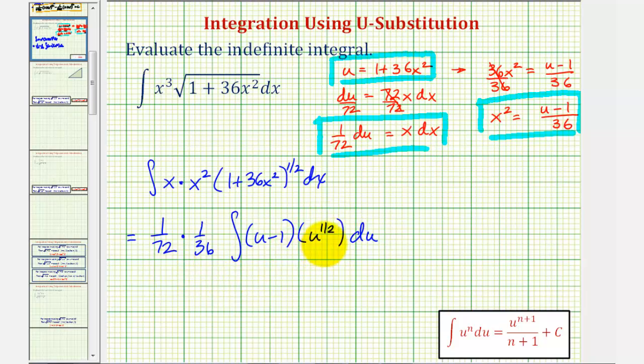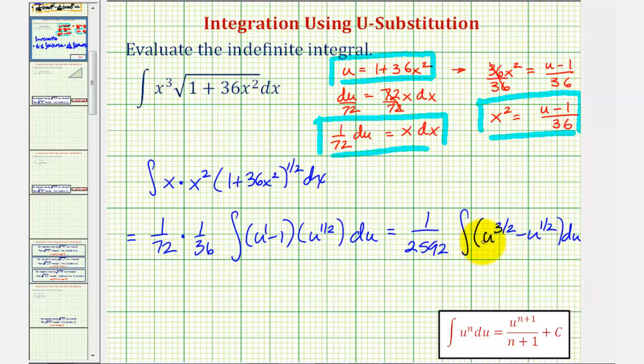Now let's go ahead and distribute. 72 times 36 equals 2,592. So we have 1 over 2,592 times the integral of, this is u to the first, so we'll have u to the 3/2 minus u to the 1/2.